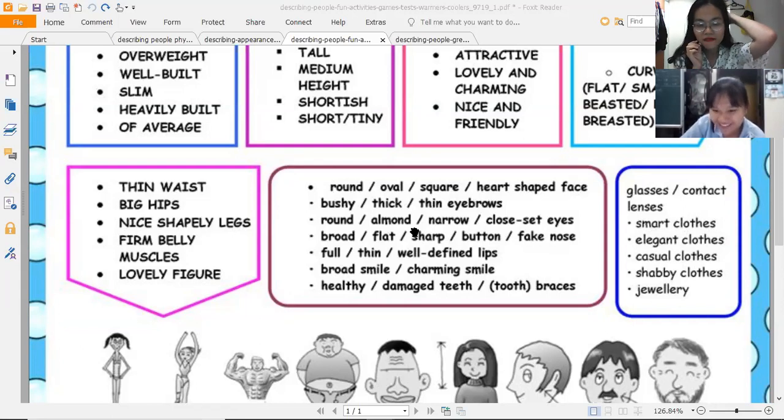And then we have the nose. We have many things here. Okay, the broad nose. It's a big nose. The same as broad is flat. Okay, you can use either of them. And then sharp. The sharp nose. The sharp nose is a perfect nose, right? Perfect nose, sharp.